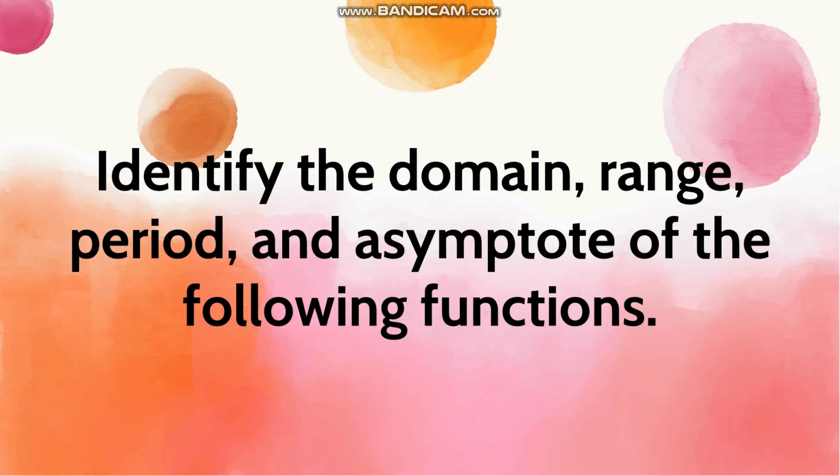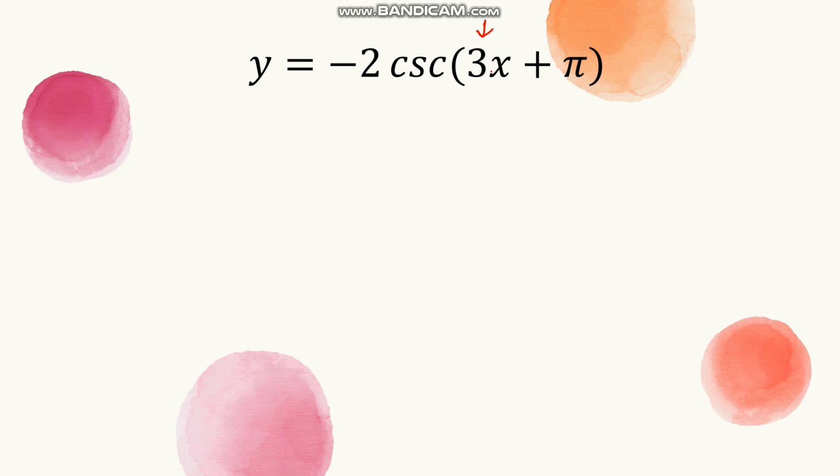Now let's identify the domain, range, period, and asymptotes of some more functions. Let's start with this one: y equals negative 2 cosecant of 3x plus pi. As you notice here, the b, which is 3, is not factored out. If you go back to our general form of secant and cosecant, the b should be factored out from x minus c. So we just have to factor it out here also.